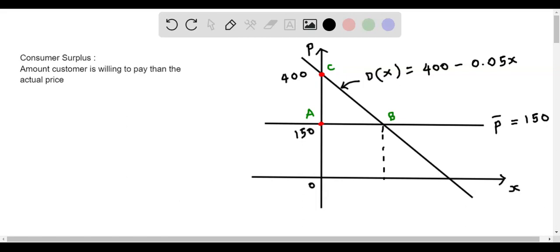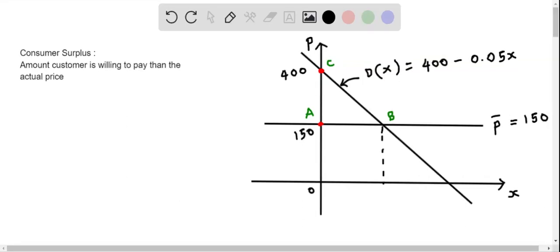Let's determine the consumer surplus using the demand equation as well as the price level, which is $150. We know that the consumer surplus is the amount a customer is willing to pay over the actual price. So first, we plot this demand curve on the coordinate axis. The x-axis represents x, and the y-axis is p, that is the price.